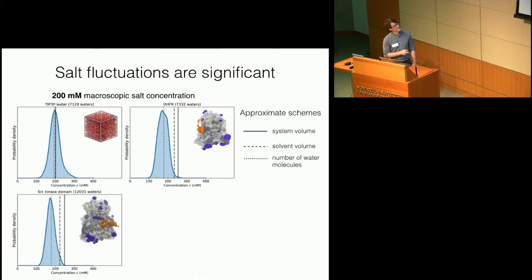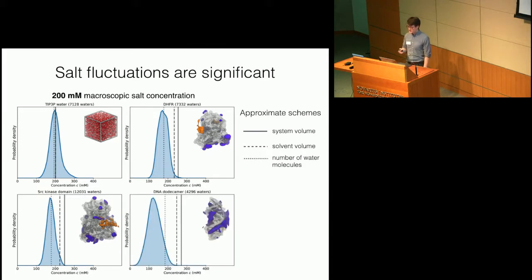With Src kinase, the fluctuation is much smaller because the number of water molecules is larger. But with the DNA dodecamer, which has a total charge of minus 22, all methods do not capture the actual mean salt concentration very well, and the variance is much, much larger. That's because there's an awful lot of neutralizing counterions in the DNA dodecamer system, and that has an effective salt concentration on its own, so that acts to repel other ions.